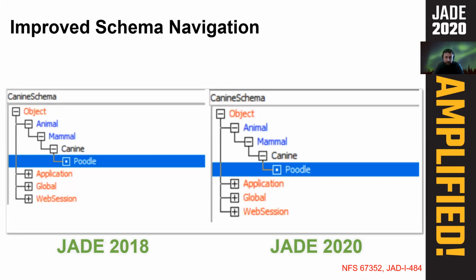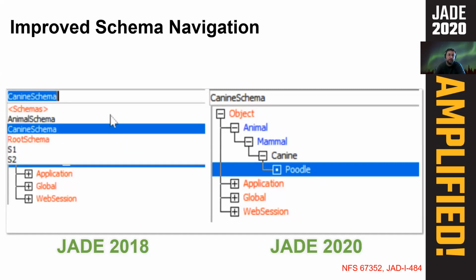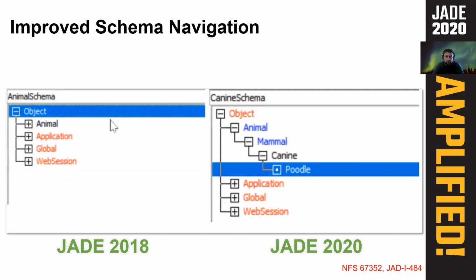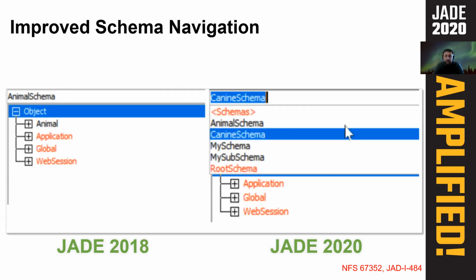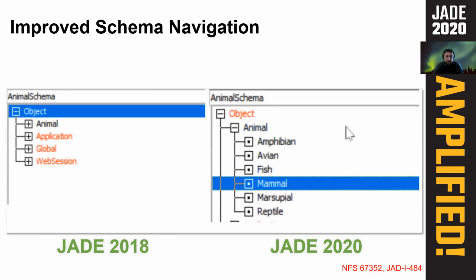Now the newly selected class is one that's common to both schemas. So on the left there is 2018, and selecting a different schema will result in the object class always being selected. In 2020, when switching schemas, we'll end up selecting the next class in the hierarchy that's common to both. So you retain your position in the hierarchy.